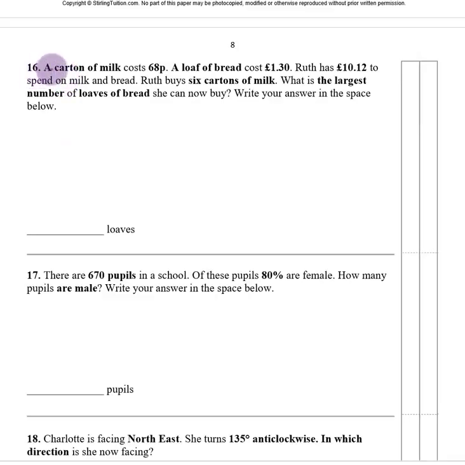So back to maths in number 16. A carton of milk costs 68p. A loaf of bread costs £1.30. Ruth has £10.12 to spend on milk and bread. She buys 6 cartons of milk. What is the largest number of loaves of bread she can now buy? Okay, so 1 carton of milk costs 68p, and she buys 6. So we need to find out the cost for the milk first. So 68 times by 6.